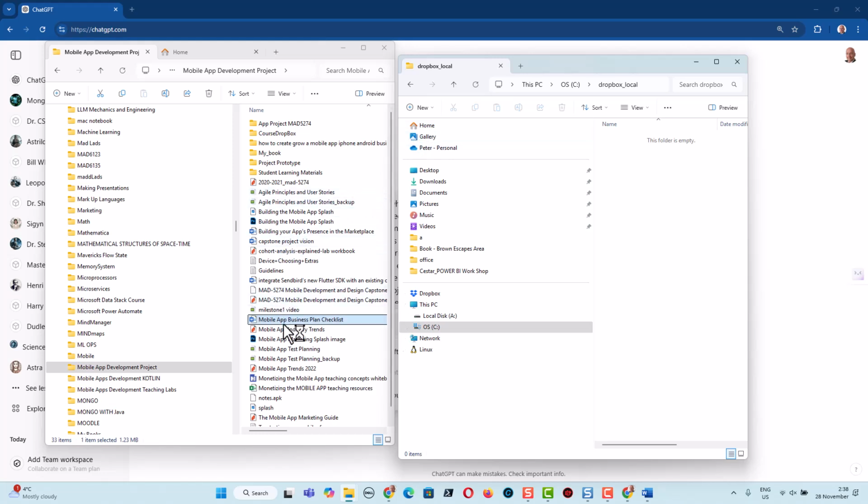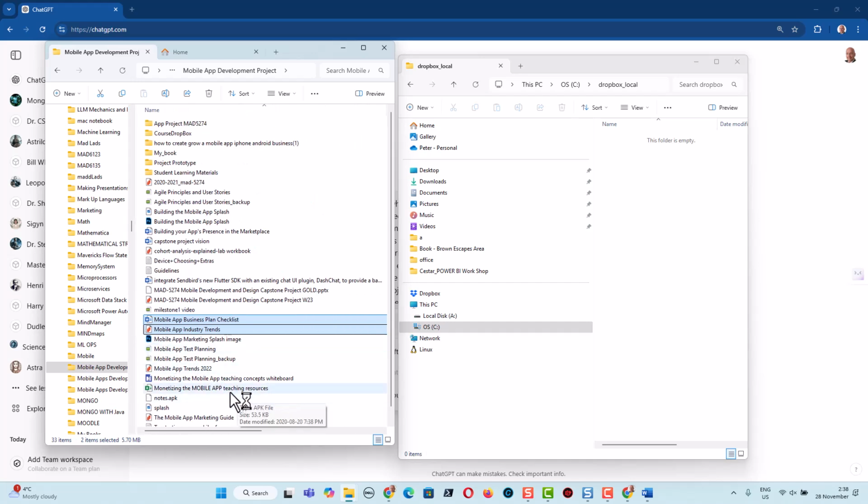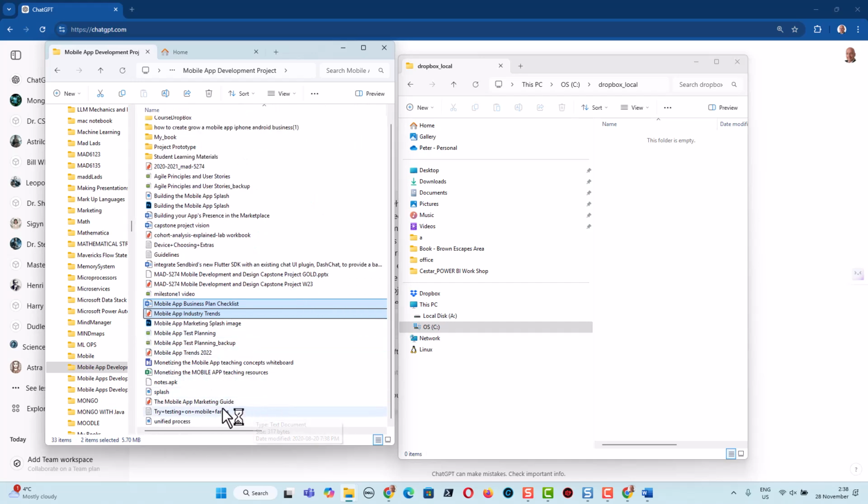All right, so I want that. You didn't really get into testing in this course, but that's okay. It's kind of a minor item. Mobile app marketing guide. Cohort. Remember we talked about cohort analysis? It was like 3 weeks ago or something.